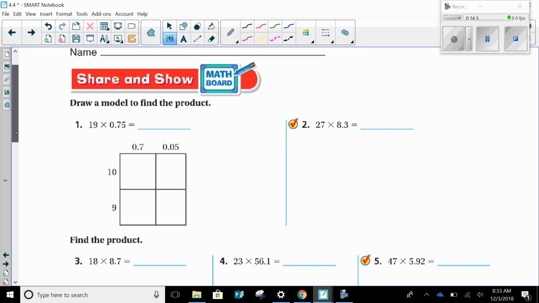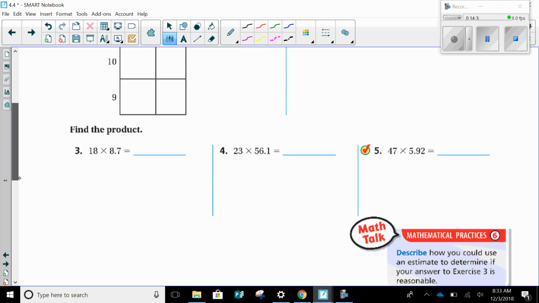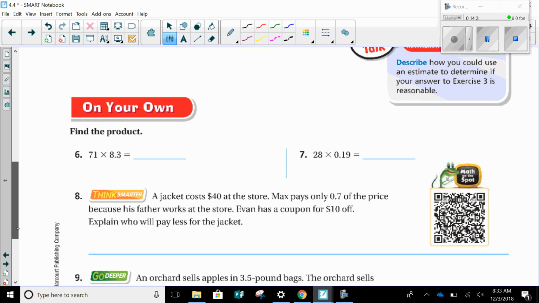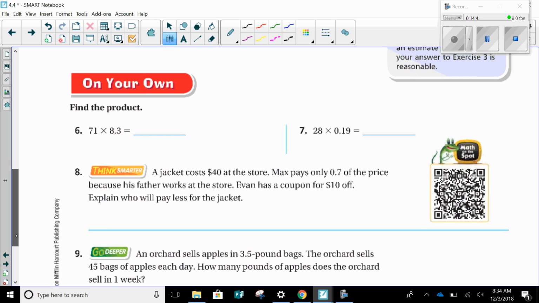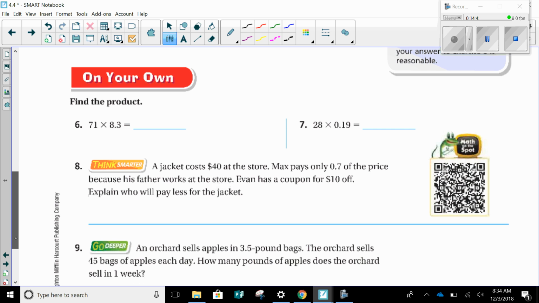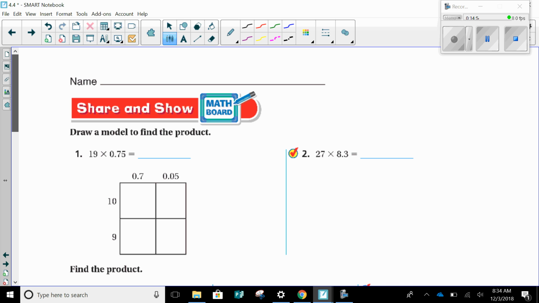So what I want you to do is do this page. I want you to do the even ones. So you're going to do 2, 4, 6, and 8. So I do want you to try 8. So do those on your own and then come back and check with the video. So you're going to pause it, go work on those, and come back. So 2, 4, 6, and 8. Those are the ones that you're going to do. So pause the video now, please.